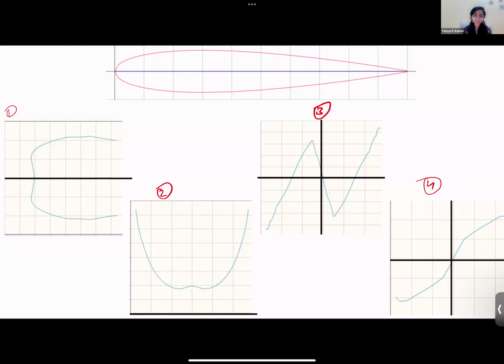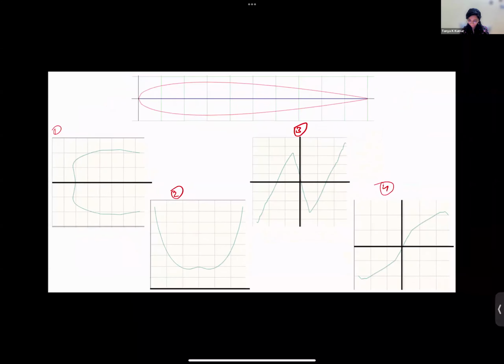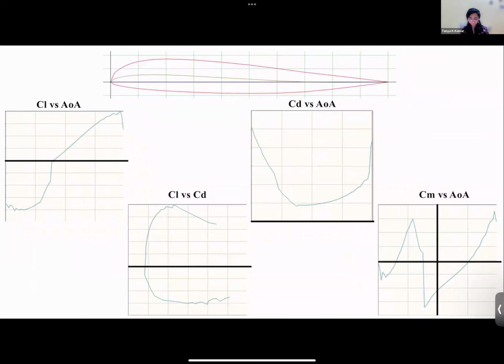Okay, let's move on with this. The first one is CL versus CD, right? It is very similar to the previous one. Let's just look at it. Yeah, so it has a similar bucket. So CL versus CD, right?